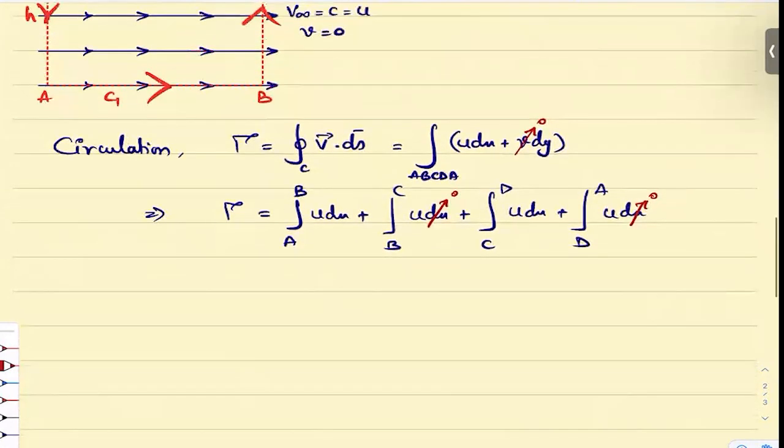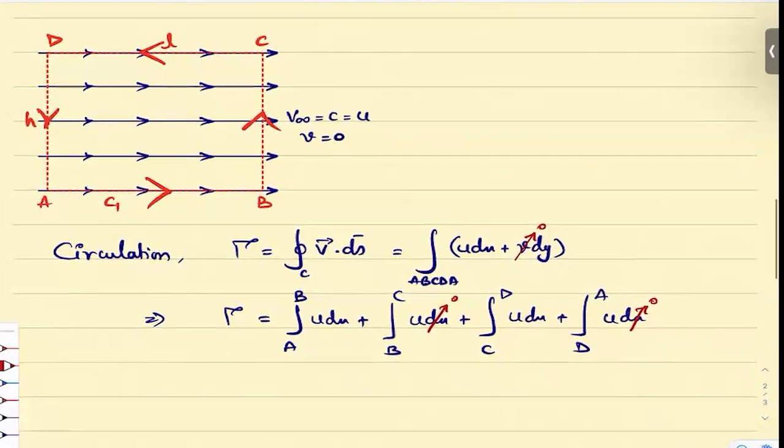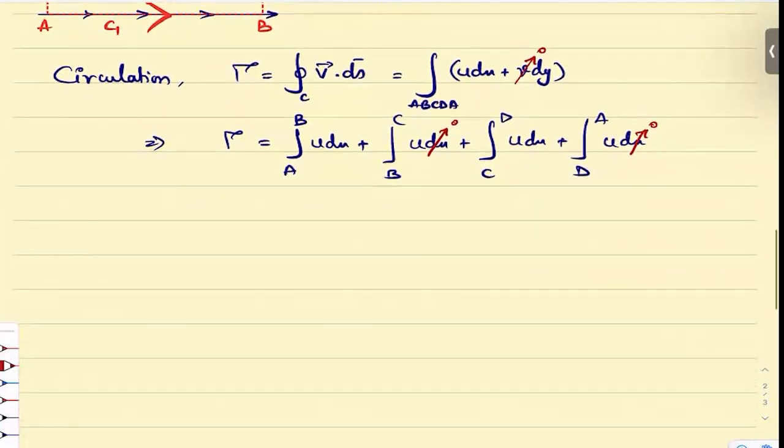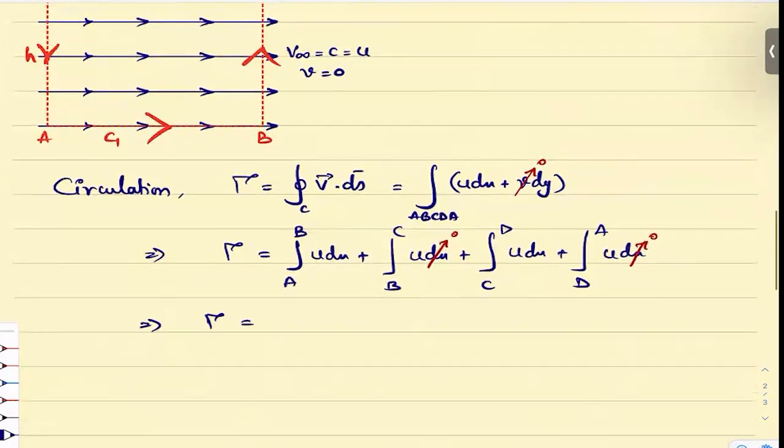Okay, so I gave the length as L and H, that is the dimensions of the rectangle we have. So we get gamma equals to A to B. What is the velocity? What is u from A to B? V infinity. Correct. And V infinity is constant, I can pull it out of the integral. Integral dx, if I integrate from A to B, what do I get? L minus 0, L. Very good. Plus B to C is 0.